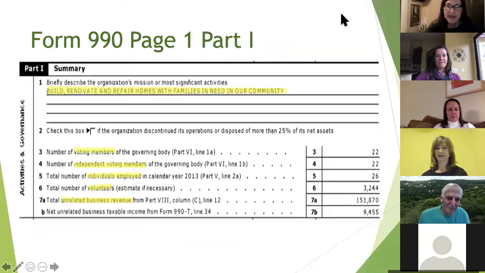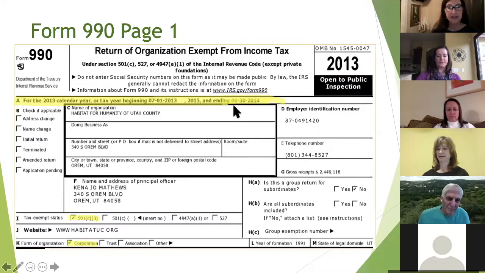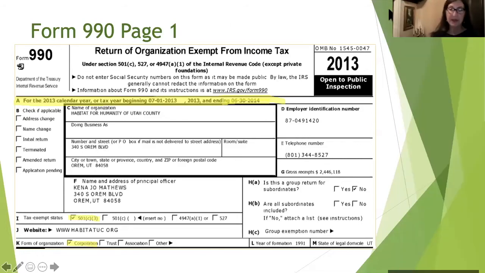So there are some funders, including the city. We're going to go back to that page. There are some funders, including the city, who will tell you they need your 2014 Form 990, but that fiscal year is probably not even going to be finished for you. So you have to explain to them how this works. It is confusing. It's real confusing.